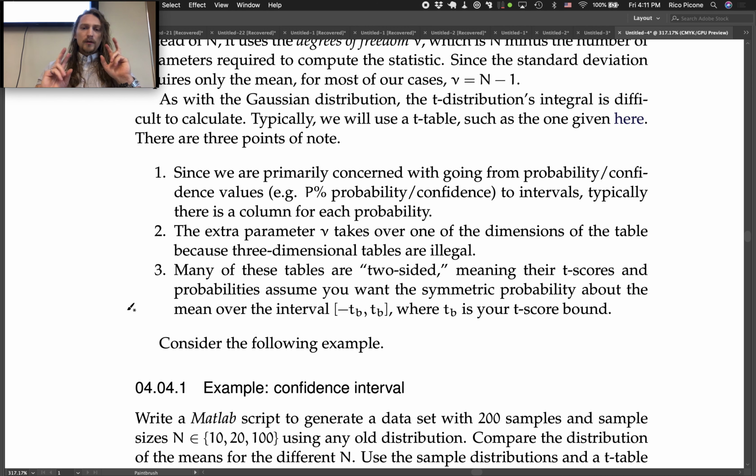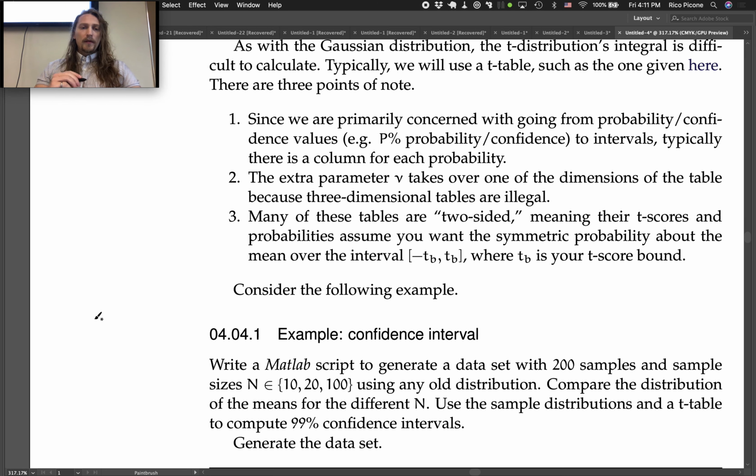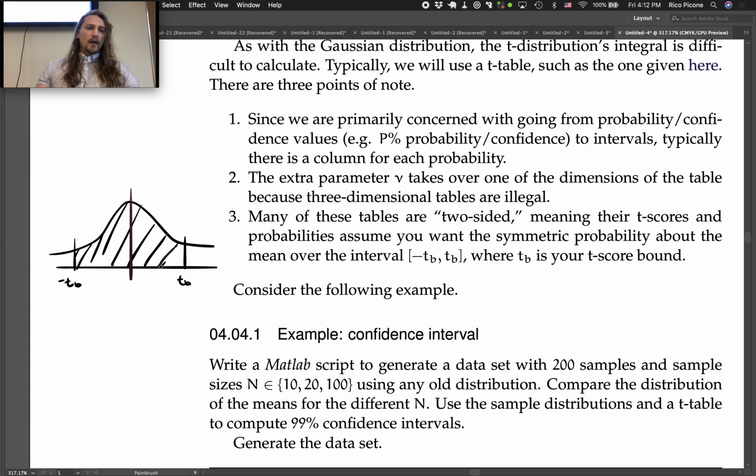Many of the tables are two-sided, including our own, meaning their t-scores and probabilities assume you want the symmetric probability about the mean over the interval negative t-score to the positive t-score, where tb is your t-score bound. So what we're thinking about here is the distribution being about the mean, and it being symmetric, unlike what this looks like. And we're finding the area under this from negative tb, negative t-score bound, to positive t-score bound. So the table corresponds to these areas here. And it gives them to you corresponding to different confidence or probabilities, which is the direction we would like it to go, which is actually sort of the inverse CDF, but that's the way we want to use it.